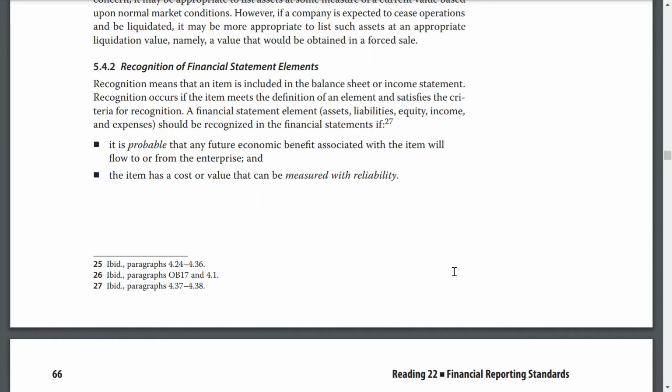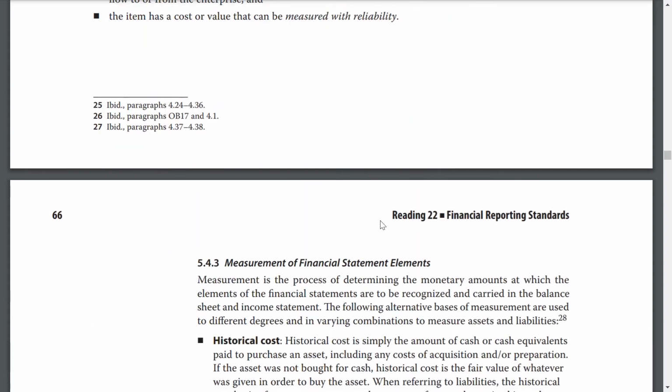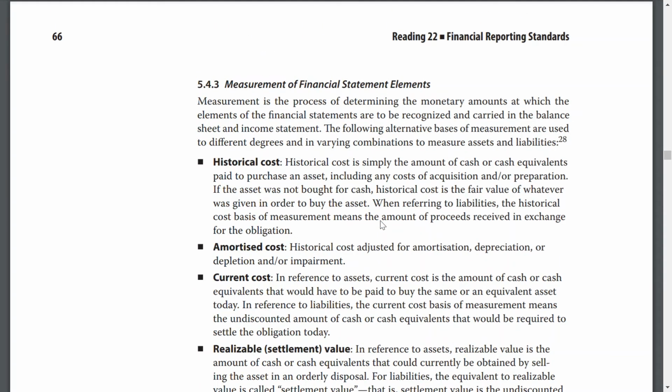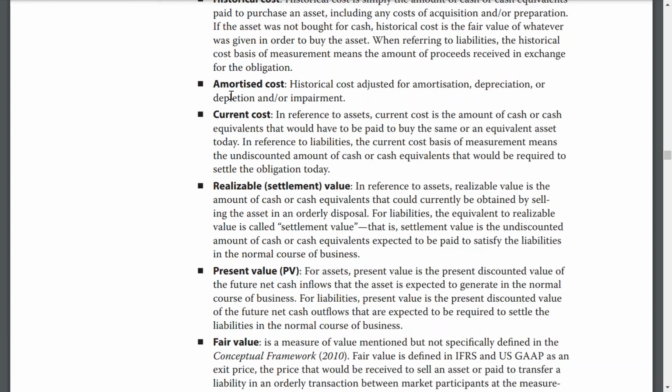Measurement of financial statement elements. Measurement is a process of determining the monetary amount at which the elements of the financial statements are to be recognized and carried in the balance sheet and income statement. The following alternative bases of measurement are used in varying combinations: the historical cost, the amortized cost, the current cost, the reasonable settlement value, the present value, and the fair value.